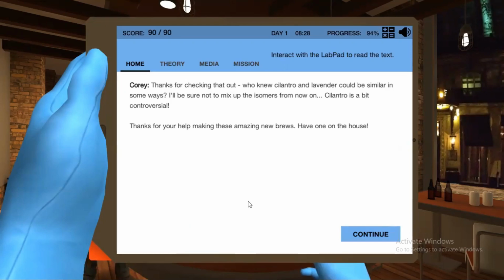Thanks for checking that out. New cilantro and lavender should be similar in some ways. I'll be sure not to mix up the isomers from now on. Cilantro is a bit controversial. Thanks for your help making these amazing new brews. Have one on the house.